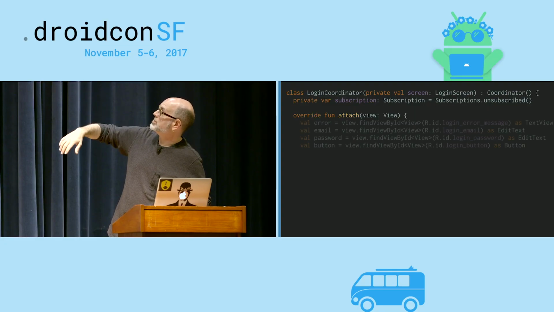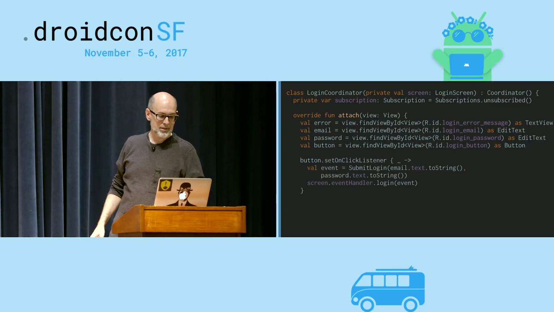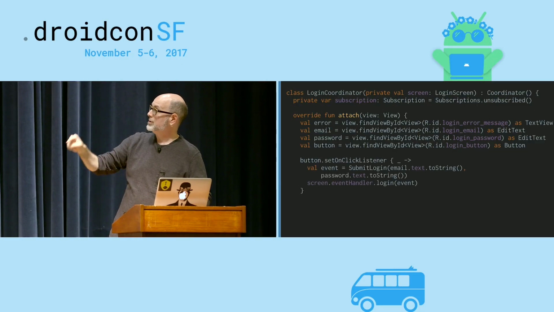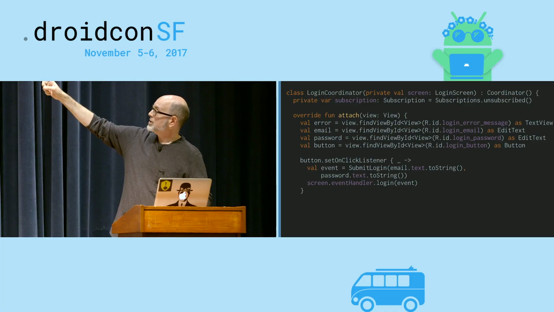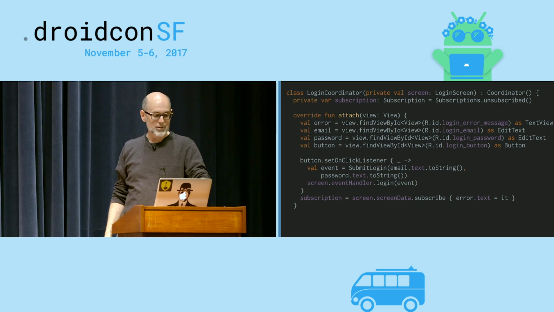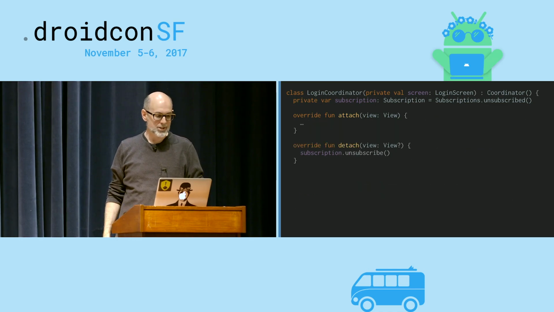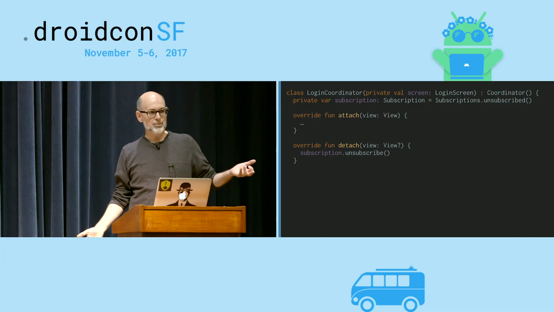So our login coordinator here is going to set itself up. It'll be told to attach to a view. It'll do all of the usual stuff of find views by IDs and set them into variables. It'll set up a click listener, so when somebody actually hits our login button, we'll talk to that event handler that came in with our screen object and tell it that the login happened. And we'll hold on to a subscription to that screen data so we can render any errors as they show up. When we detach, we tear down that subscription.